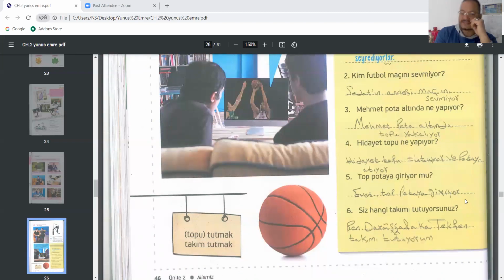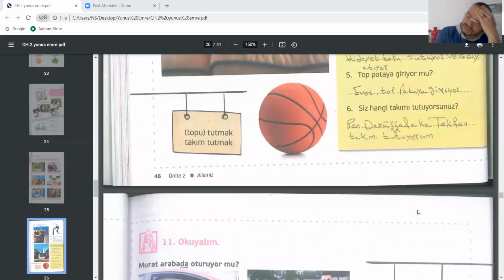Siz hangi takımı tutuyorsunuz? Now the author asked us which team we support, which team we follow, which team we wish to win in this match. Then Darüşşafaka Tekfen. Actually I don't have good information about the basketball Turkish language, because I took this name from Google. Darüşşafaka Tekfen takımı tutuyorum.